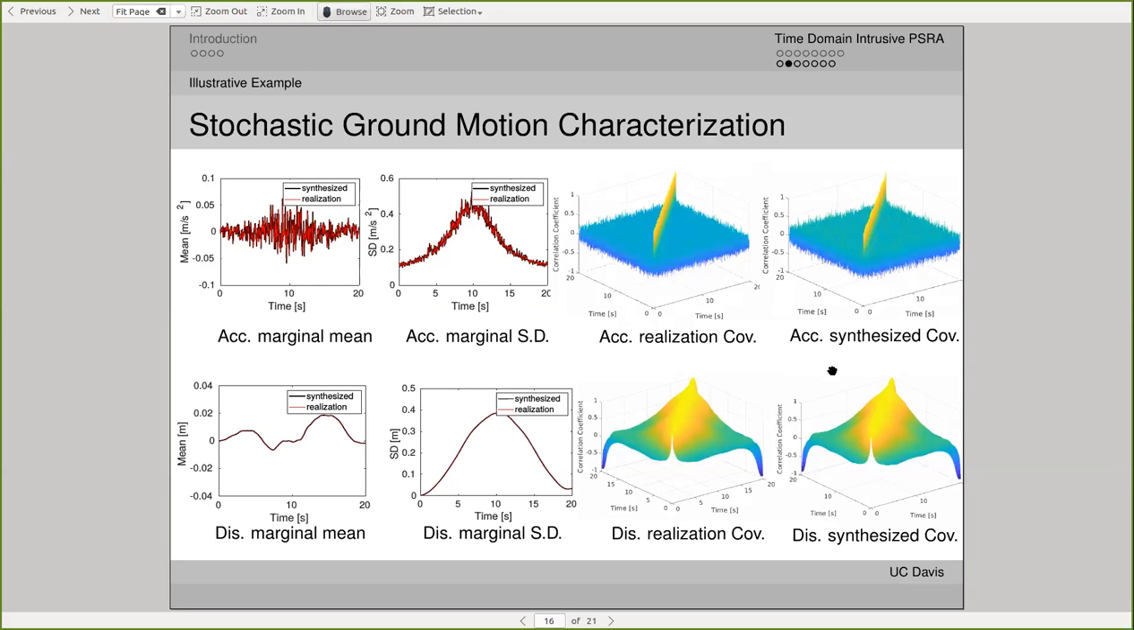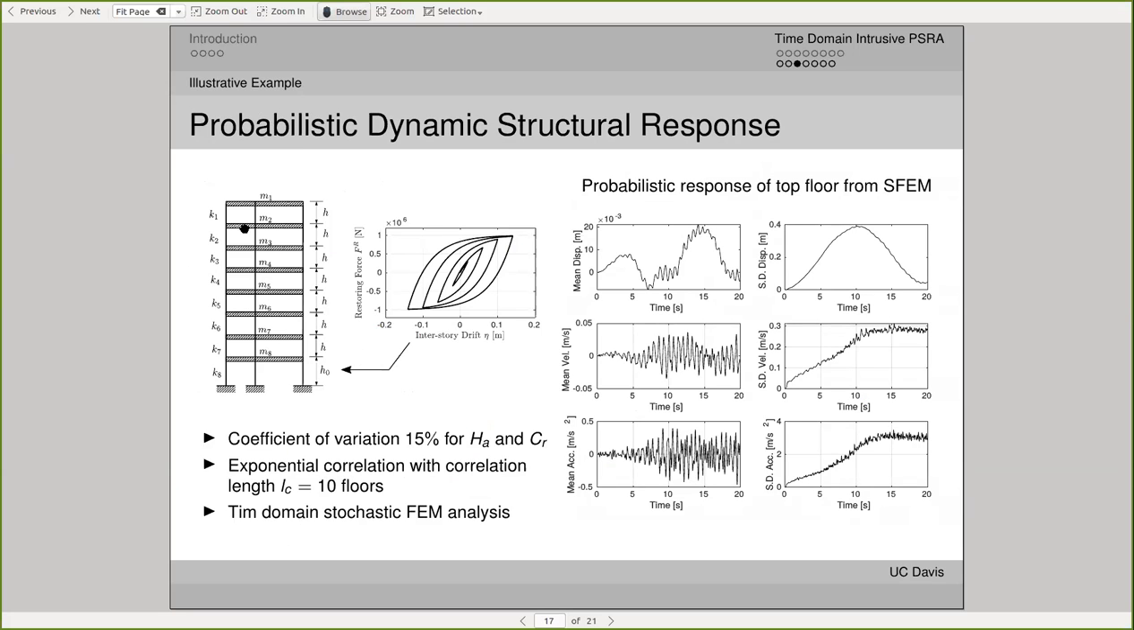We have presented before how to use the Hermite polynomial chaos and Karhunen-Loève expansion to quantify such a random process. Here we verify that our Hermite polynomial chaos expansion can capture the marginal mean and standard deviation, and also the correlation structure of the input uncertainties in the ground motion. We also consider the 8-story nonlinear shear frame structure at the engineering site, with uncertainty in the structure parameters.